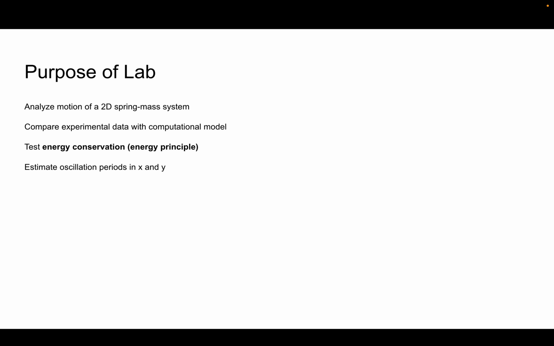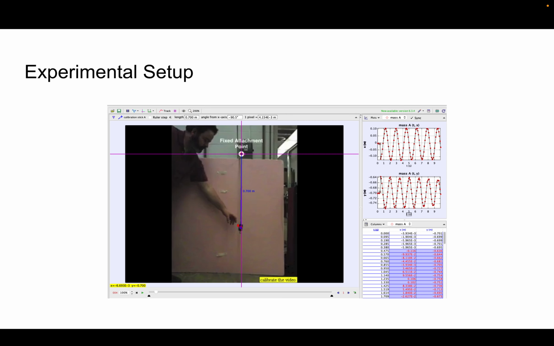The main goal of this lab was to analyze the motion of a 2D spring mass system, compare the experimental data with the computational model, and then investigate whether the energy principle is satisfied. Additionally, I estimated the oscillation period in both the x and y directions. Even though the motion looks complex, the physics behind it can be understood using the same basic principles from simple harmonic motion. For this experiment, I used Tracker software to analyze the video file of the spring mass system.